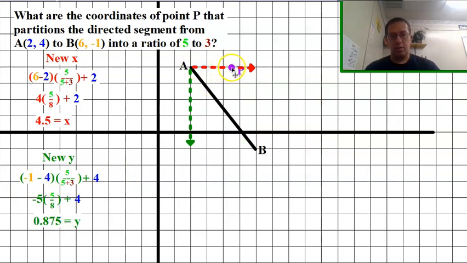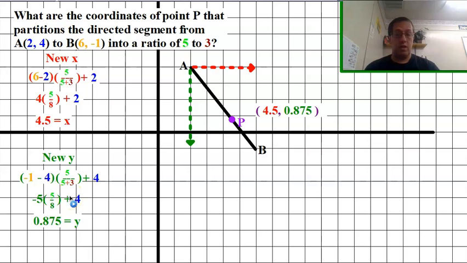There it is, 0.875. Here's my y. So my y, I'm going to come down here to 0. That's going to be just a little bit below the 1. There's my answer. Now this is great, this is lovely. What I want to do now is take this process that we did and put it into a formula. That way next time it's a little bit faster.